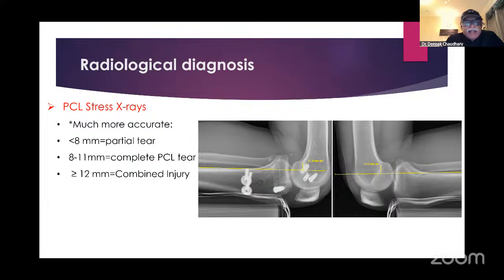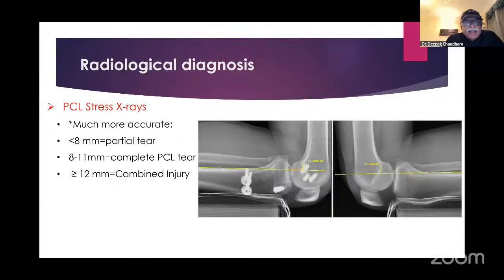And if it is more than 12, always suspect an associated injury, usually a PLC or a posteromedial corner injury or a root tear. So all these facts you must consider while assessing the patient for a PCL. Then the diagnosis is confirmed on MRI, where we look for any other associated injuries which one could miss. Root tears and PLC injuries are also quite common.